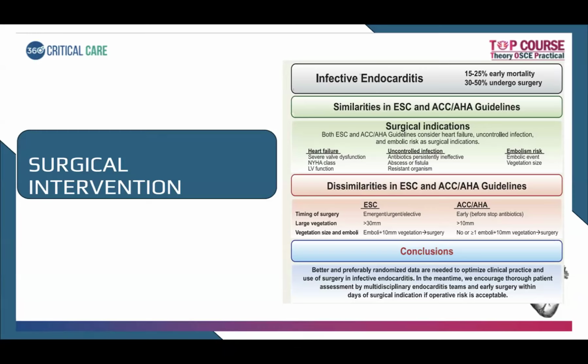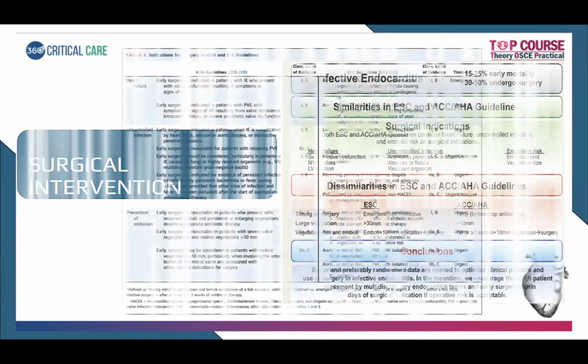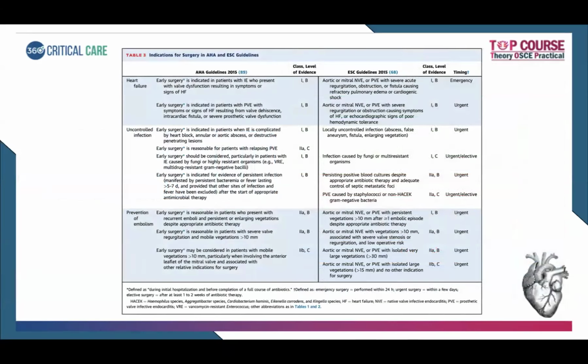The common indications in the European and American guidelines are the same, but the European guidelines refer the patient for surgery when the vegetations are as big as 30 millimeter, but the AHA refers to surgery when it is even 10 millimeter. So these are the AHA and European guidelines.